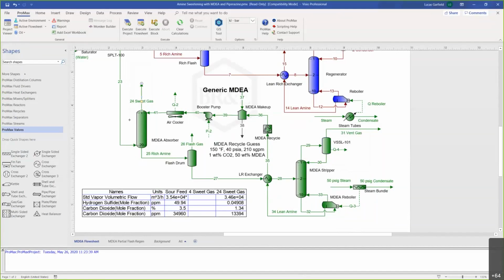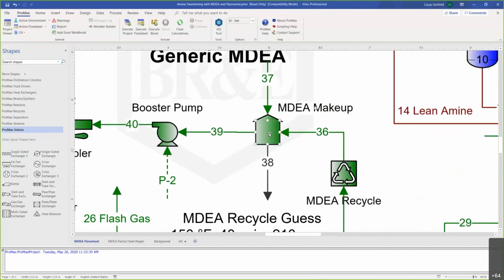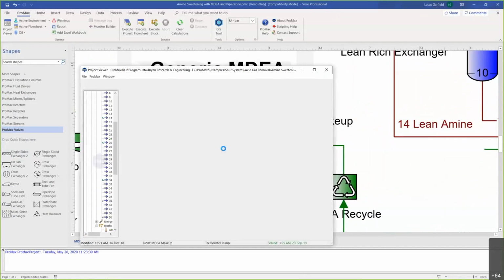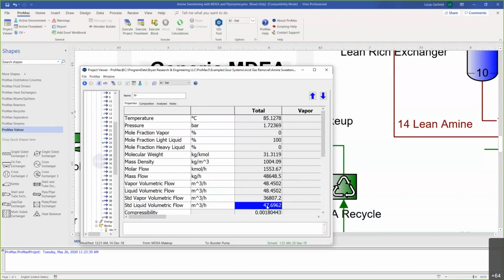And amine. And so the way that we balance it is we use this makeup blowdown block. What the makeup blowdown block does is we set the flow rate of our solvent here in the outlet stream. So if I open stream 39, you can see I've got this blue value for the standard liquid volumetric flow. Blue is always telling me that this is the value that I've set in here for the flow rate. We're going to keep that flow rate constant.